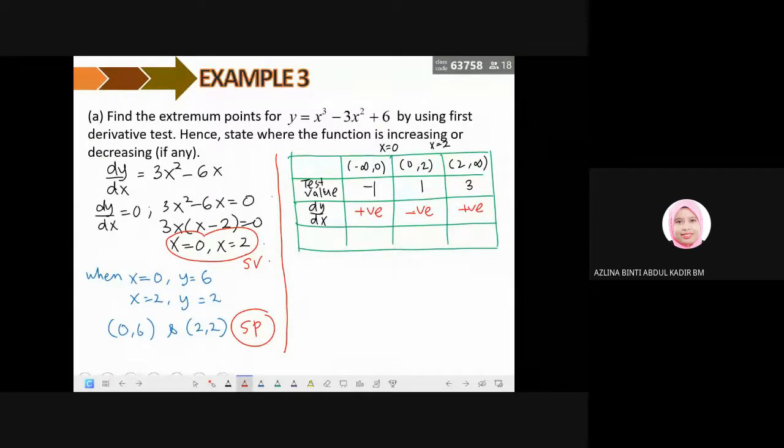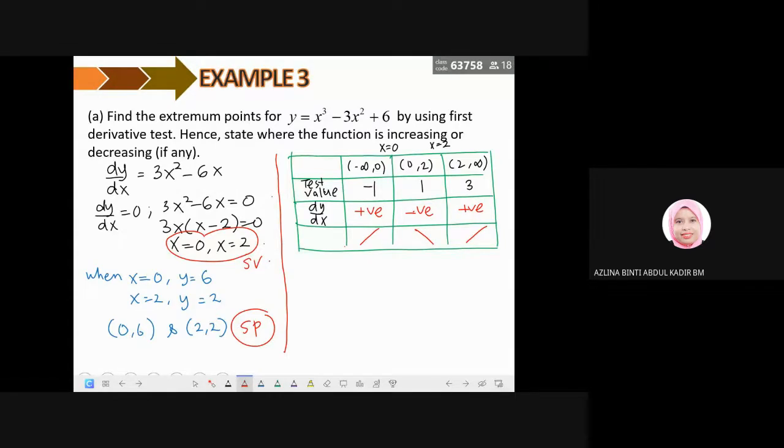Okay, positive means increasing. Negative means decreasing, positive means increasing. Draw it like that.